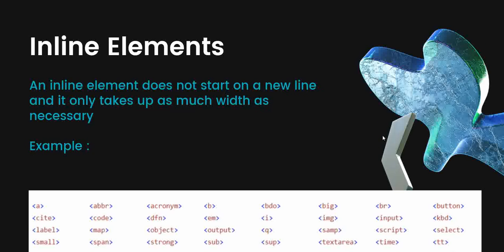And the second one is inline elements. These are not displayed on a separate line. Whatever line is already present, they will display on the same line. So these are the examples for inline elements.